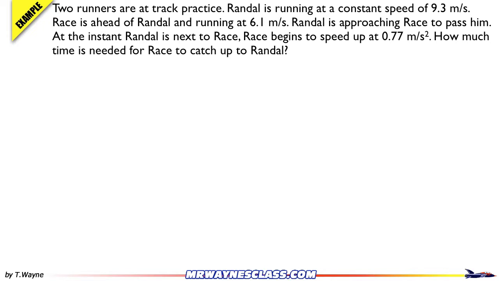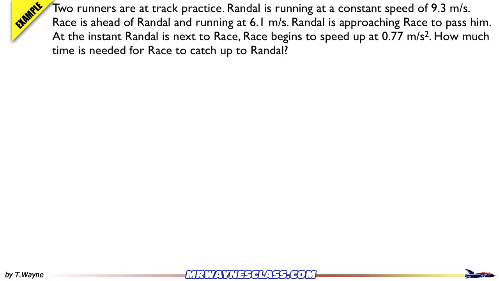Randal is running at a constant speed of 9.3 meters per second. Race is ahead of Randal and running at 6.1 meters per second. Randal is approaching Race to pass him. At the instant Randal is next to Race, Race begins to speed up at 0.77 meters per second squared. How much time is needed for Race to catch up to Randal?